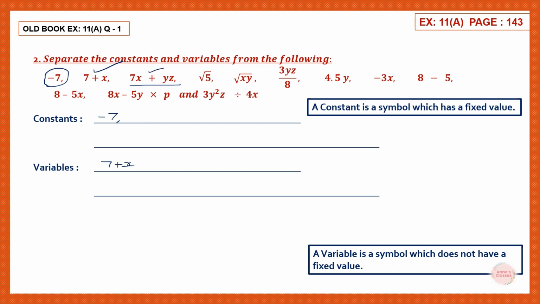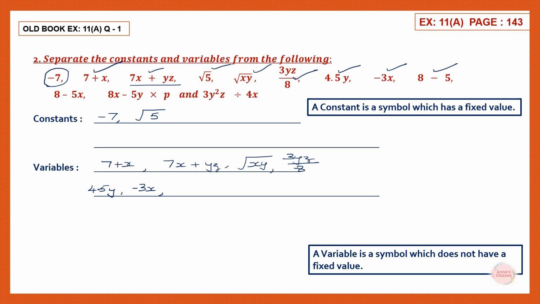Letters are there, so it is a variable. So 7x plus yz is a variable. Now root 5 is by itself. It doesn't have a letter, so this is a constant. Now root xy is a variable. Now here 3yz by 8. Whenever you have letters, remember that will be a variable. 4.5y is a variable. Minus 3x is a variable. Though it has minus 3, when it comes along with a letter, it becomes a variable.